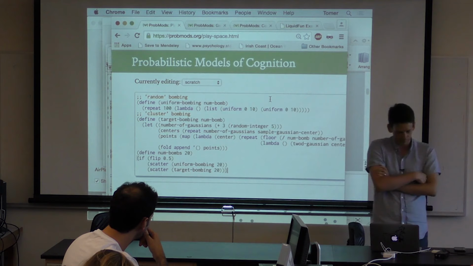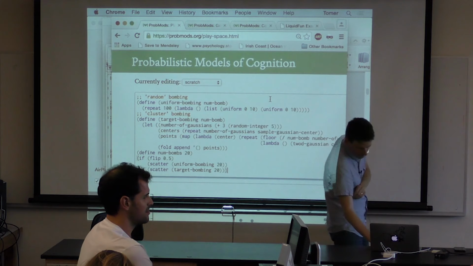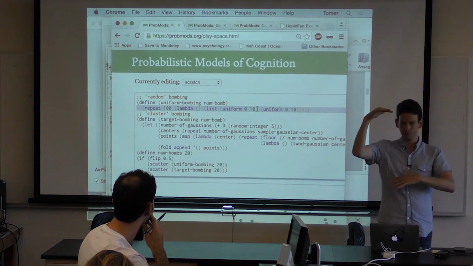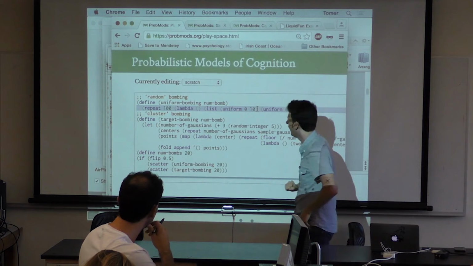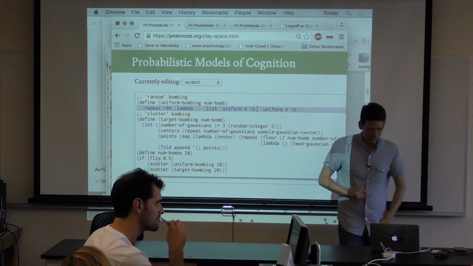The way that we've written it over here is to say, look, we have two options. Either it's a uniform bombing, or it's some targeted bombing, okay? The uniform bombing is basically going to give us just some point in this box from 0 to 10, just like we were talking about before. It's going to sample uniformly from this box. The targeted bombing is going to sample some Gaussians, just like we defined before. You don't know how many, you don't know where their center is. And it's going to then sample from those Gaussians, and it's going to give you back some sort of scatter.